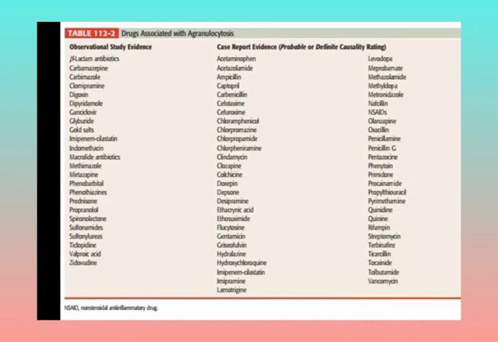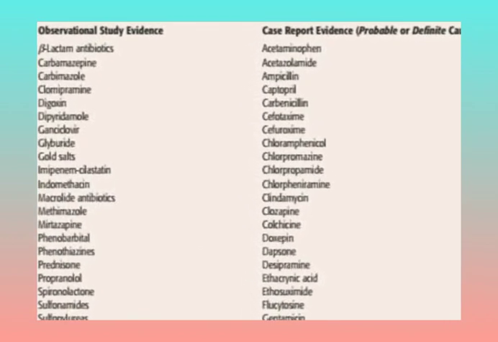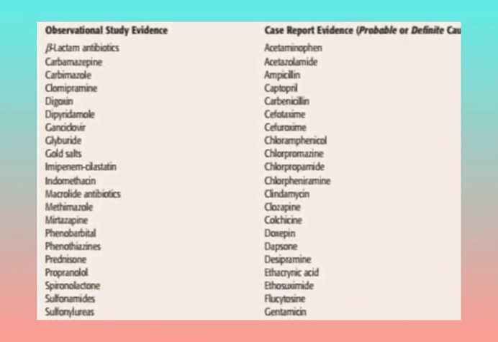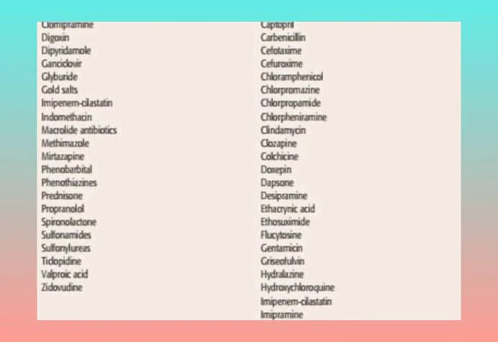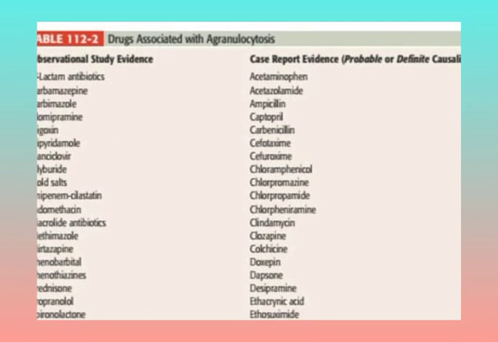Now coming to the drugs that are associated with agranulocytosis. As I said in the previous video regarding drugs associated with aplastic anemia, they are of observational study evidence and also case report evidence. Coming to the observational study evidence, the drugs are carbamazepine, carbimazole, clomipramine, digoxin, dipyridamole, imipenem, mirtazapine, phenobarbital, valproic acid, ticlopidine, sulfonylureas, and zidovudine.